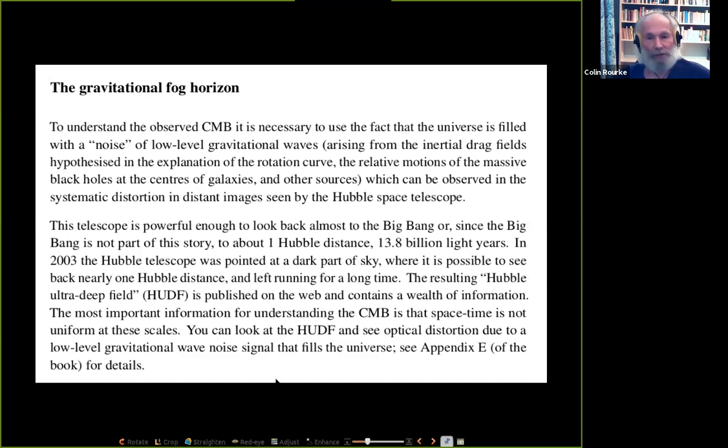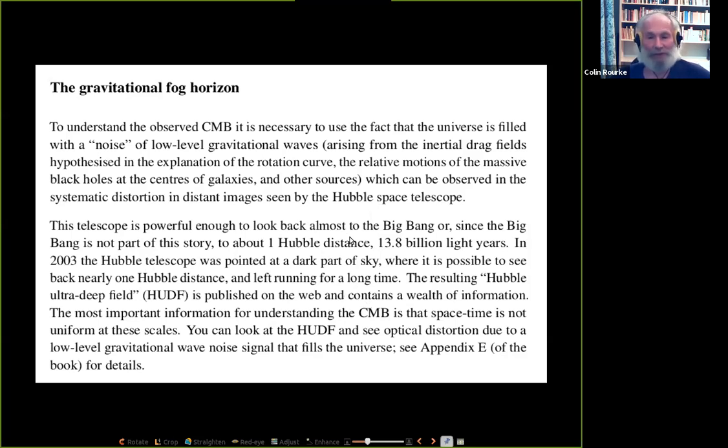You need to use the fact that the universe is filled with a noise of low-level gravitational waves arising from the inertial drag fields hypothesized in the explanation of the rotation curve, and the relative motions of the massive black holes, the central galaxy, and other sources. And you can actually see this. You've only got to look at this wonderful picture, the Hubble Ultra Deep Field. The Hubble telescope was very powerful. It can look back almost to the Big Bang. Well, except the Big Bang isn't there.